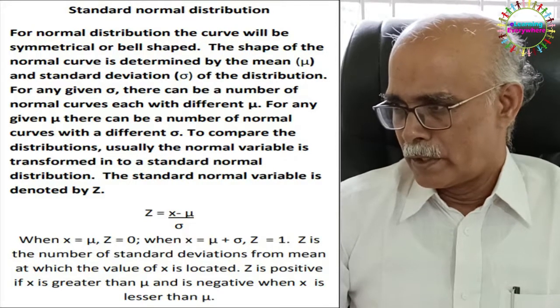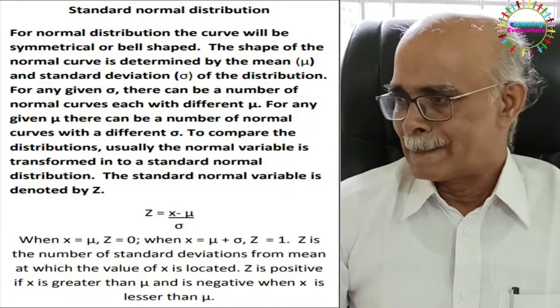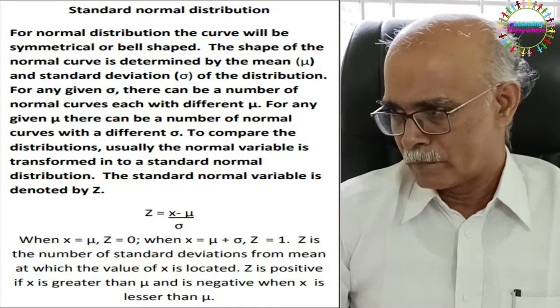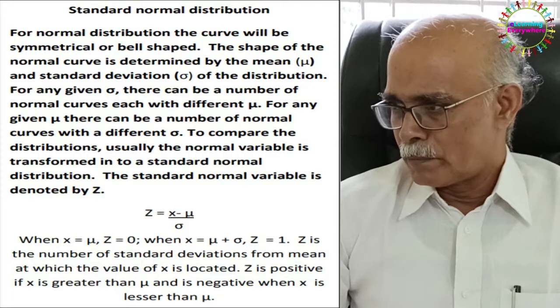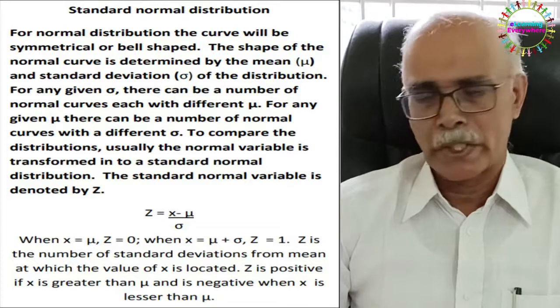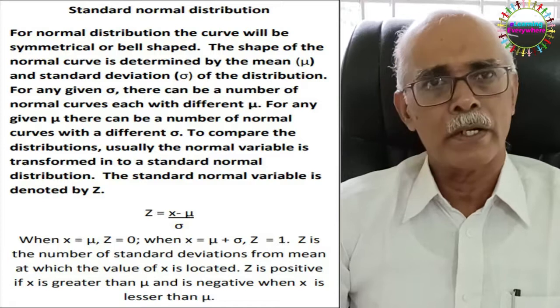And z is the number of standard deviations from the mean at which the value of x is calculated or the x is located. Z is positive if x is greater than mu, if x is greater than mean, and it's negative when x is lesser than mean. Now let us see an example, a situation under which we are applying the standard normal distribution.